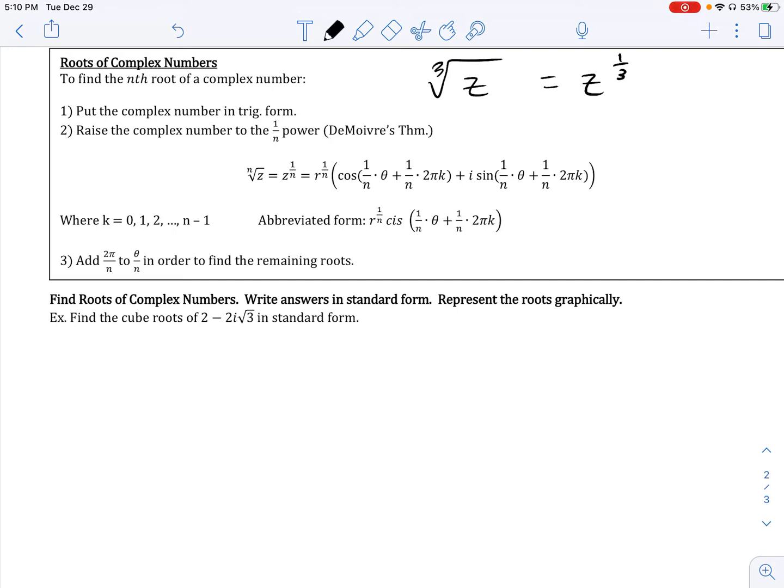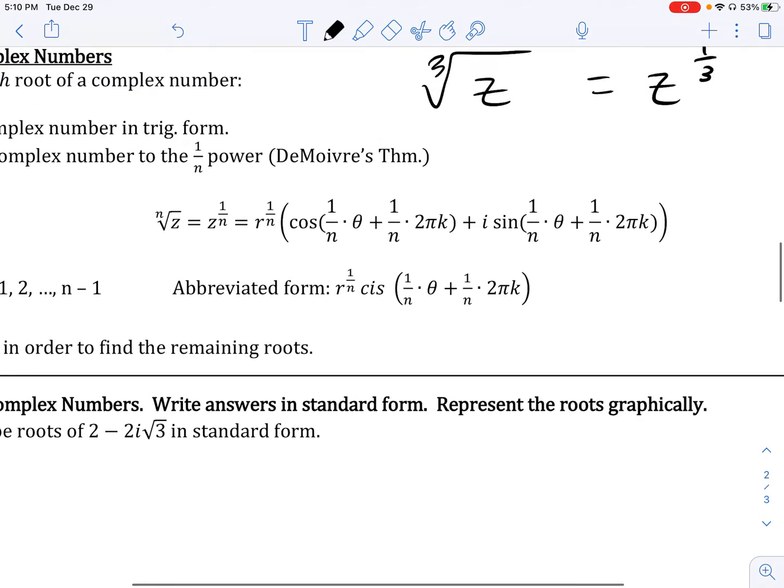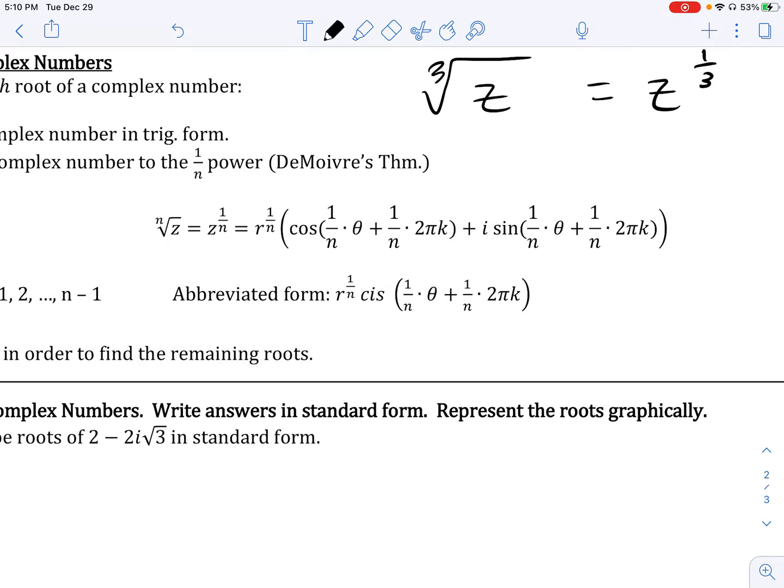When we're finding a particular root, so for example, if we're finding the cube root of a complex number, that's equivalent to raising that complex number to the 1/3 power. And so we use de Moivre's theorem in the same way that we would raise z to the n power, and we're now raising z to the 1 over n power. So if we expand out our complex number that's written in trig form, that means we take our modulus and we also raise it to the 1 over n power. And then we're going to multiply theta by 1 over n as well.